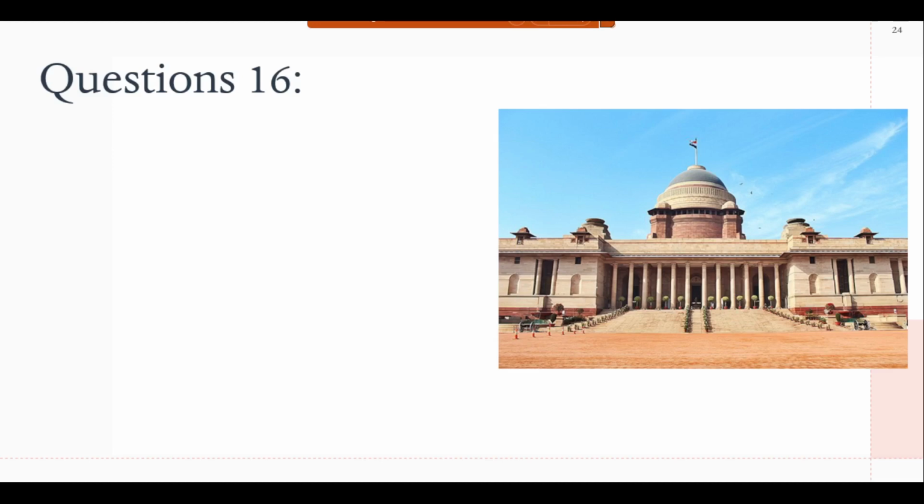Okay, coming to question number 16. Which building is this? This magnificent building. Rashtrapati Bhavan. Okay, who built this building? Means who designed this structure? Lutyens. Okay.